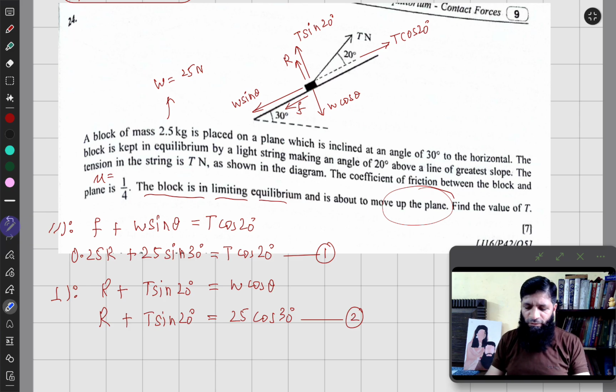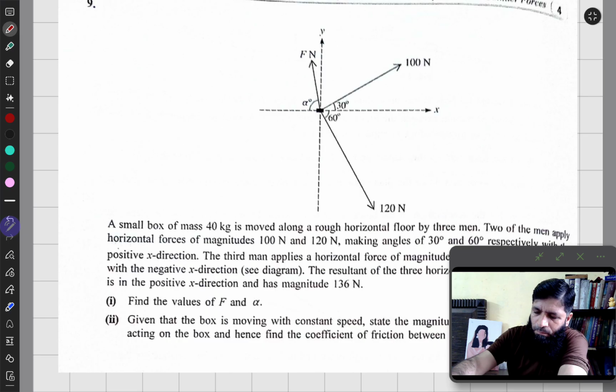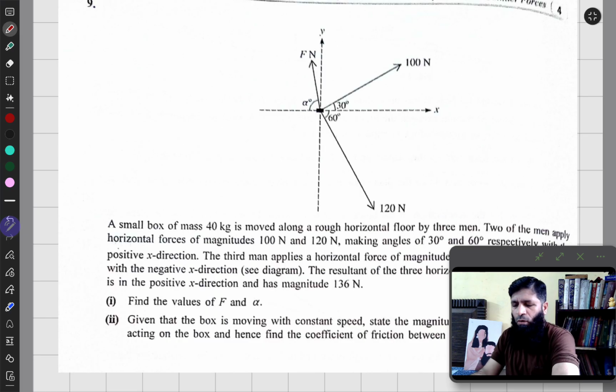If you solve these two equations simultaneously, T will be 17.5 newtons. Now we are moving towards the next question. All right, look at this question.